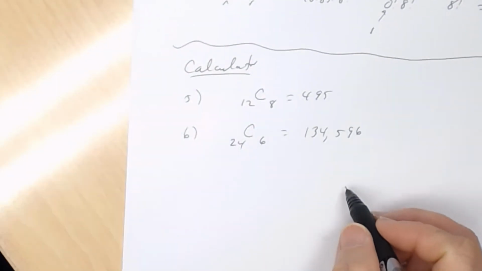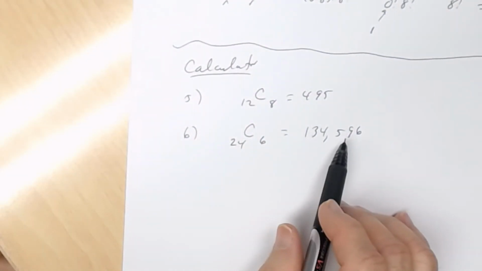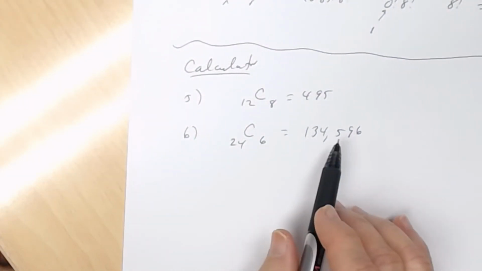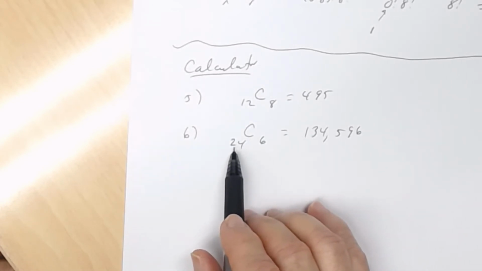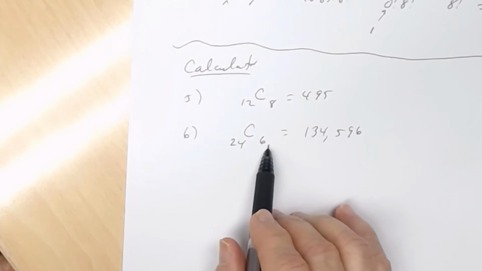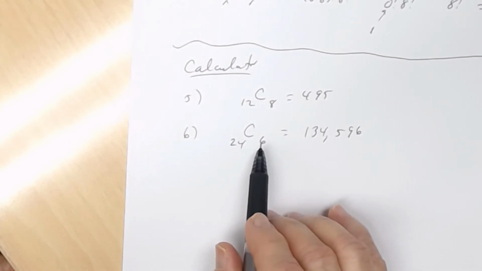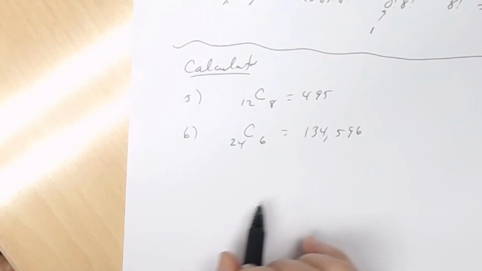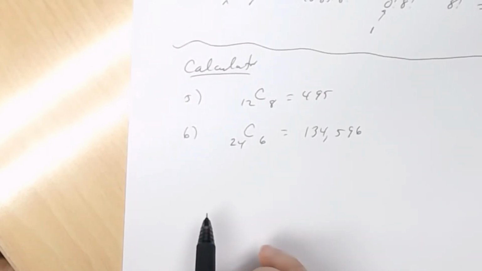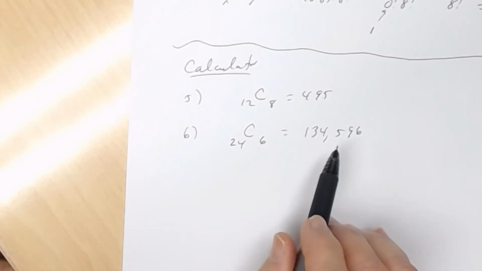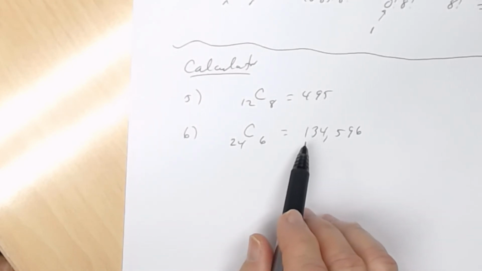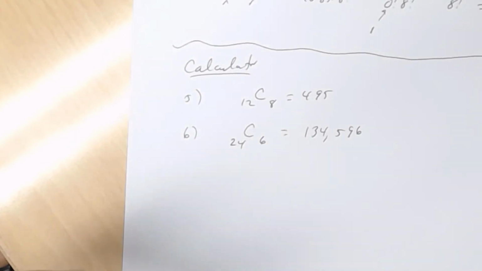134,596. So there's 134,596 ways to make a list of 6 items from 24, where order does not matter. Order does not matter. Okay? If this was a permutation, would the answer be more or less than this? It'll be more, because order does matter in that case.